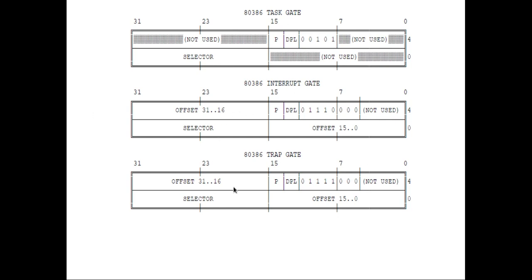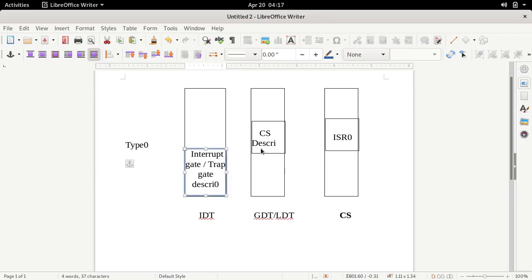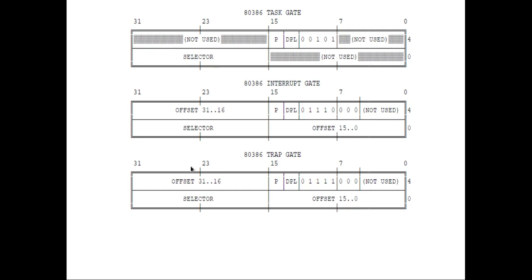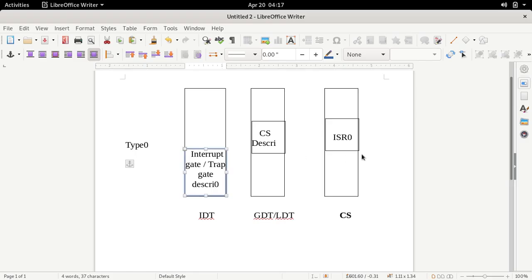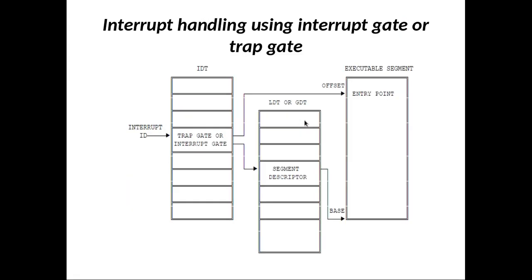Okay, so try to understand: when you want to create an interrupt gate or trap gate descriptor, which value should you load in the selector and which value should you load in the offset address? You should load the selector for this code segment descriptor in either the interrupt gate or trap gate descriptor. And in the offset address field of this gate descriptor, you should load the offset address of this ISR. Is it clear?